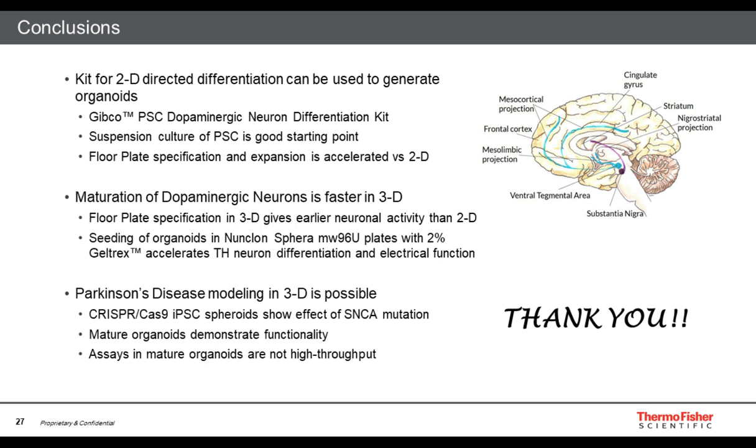With the iPSC spheroids incorporating mutations made by CRISPR-Cas9, we can show effects of mutations in iPSC. The more mature organoids are good for demonstrating functionality of TH-positive neurons, but the assays are much more difficult to do and are very low throughput.